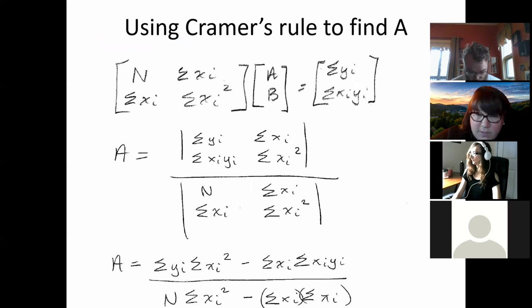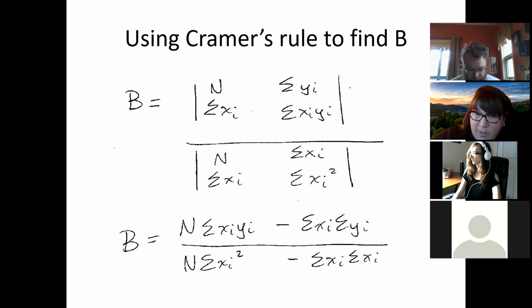All right, so now we do this for b. We also need to solve for b. So we use Cramer's rule to find b.